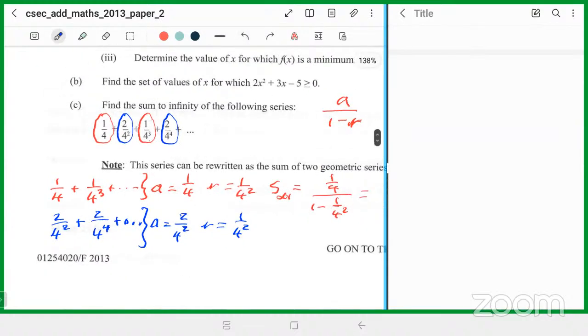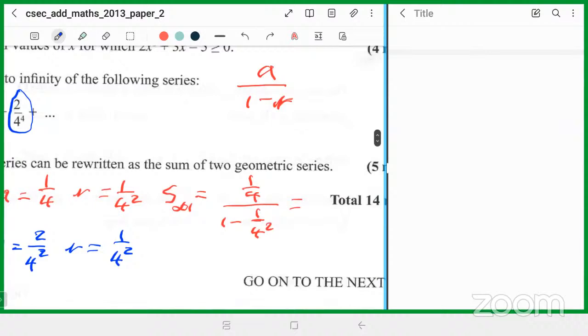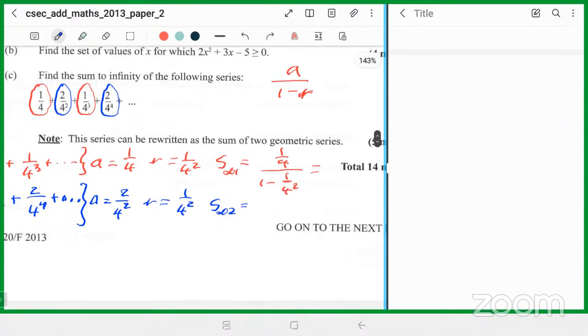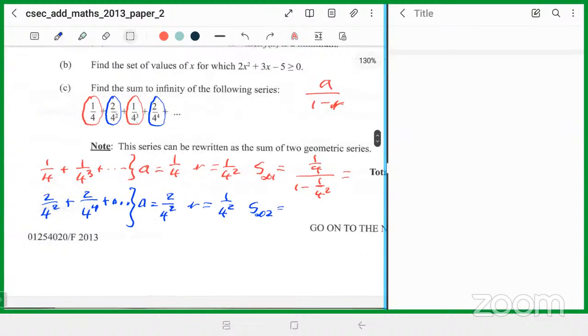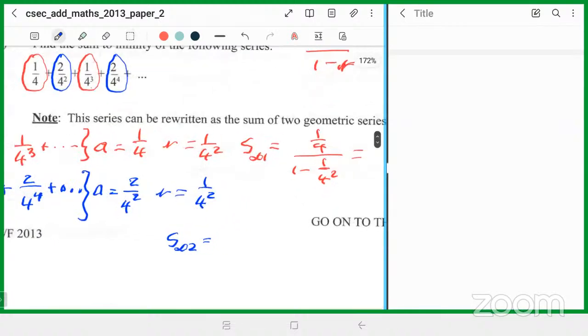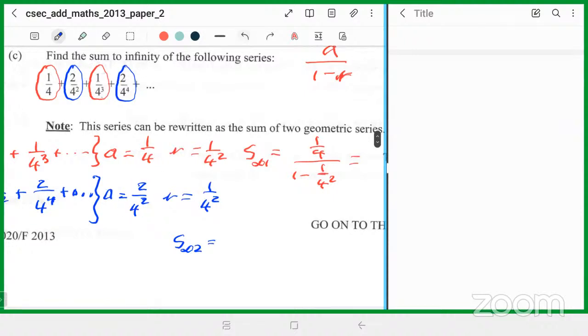So this second series, now as a sum to infinity, sum to infinity 2, is equal to now this A. I'll leave this and shift the second series down below here. Right, so the second series, the blue one, as a sum to infinity, this is my A, which is 2 over 4 squared, all over 1 minus, this is my R, 1 over 4 squared.